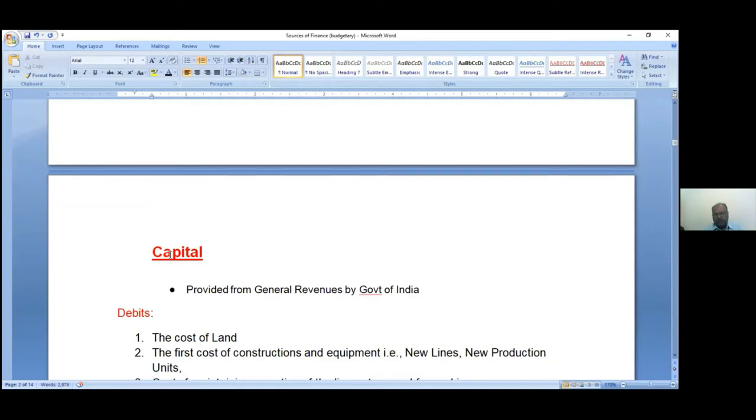From the examination point of view also, you have to write briefly about the fund, and the important thing is what are the debits to this source and credits from this source. That is very important, whether it is a source of finance, whether it is capital or DRF, DF, RSF, whatever it is. You have to mention the detail: what is the debit to the fund, that is, what are the expenditures incurred from that fund, and what is its contribution to that fund, that is, how the fund is created or contributed. That is very, very important.